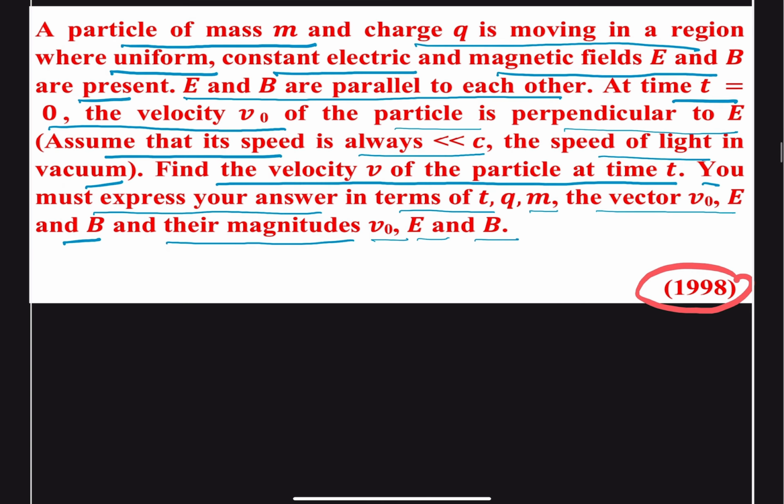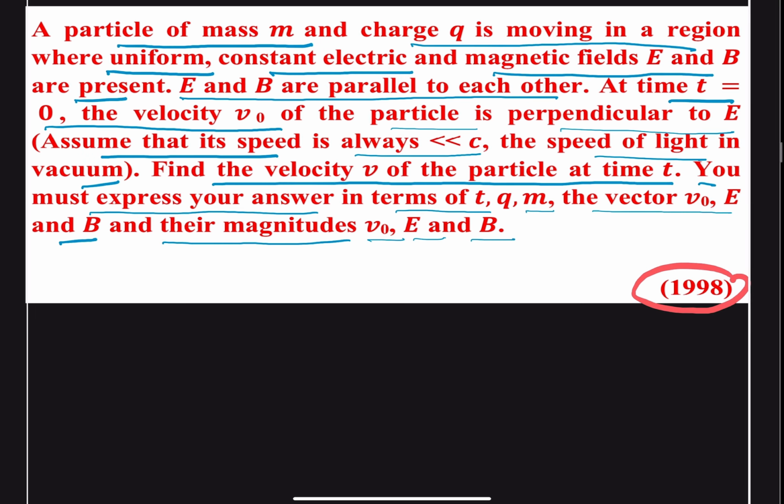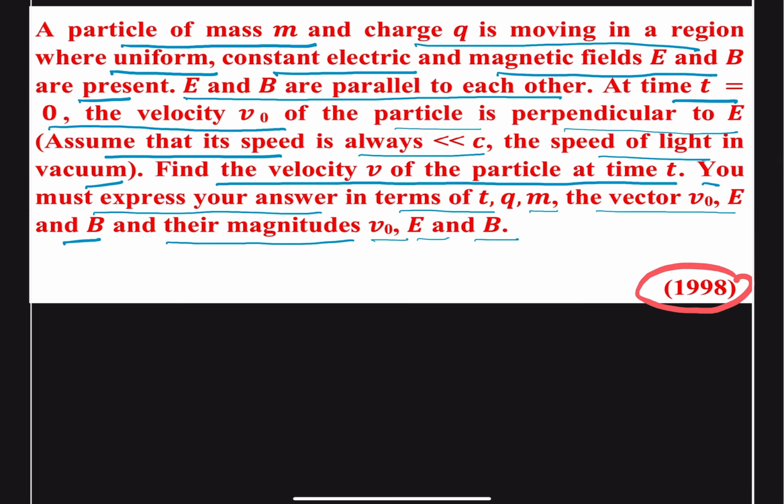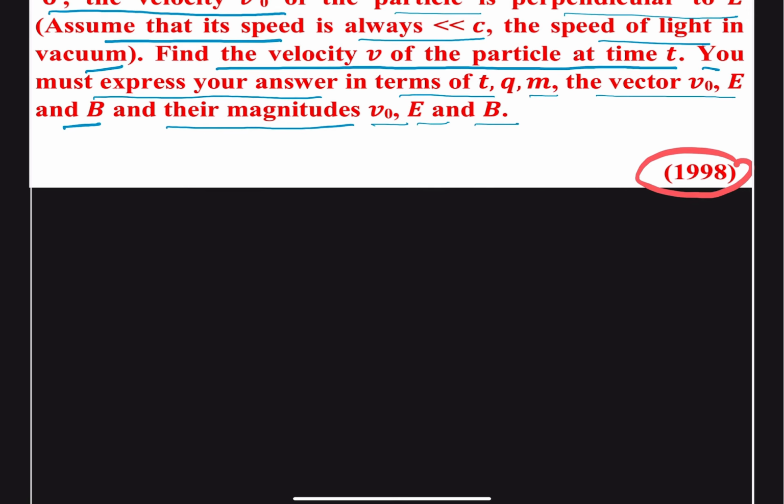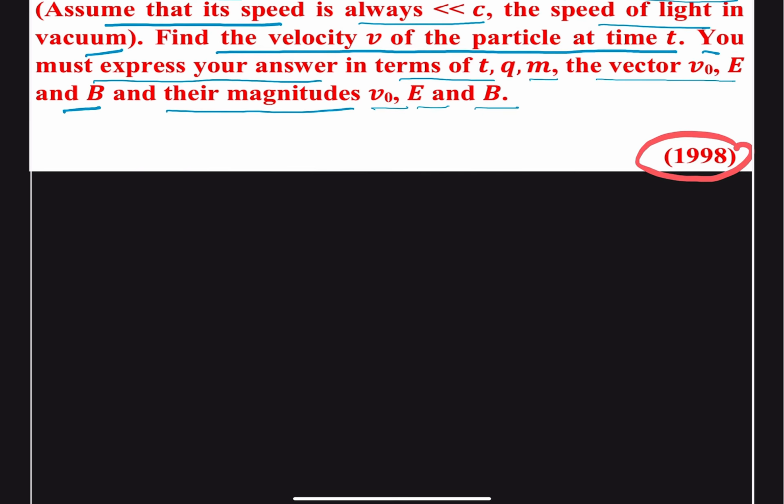In this case, we are going to find out the velocity of the particle in the given parameters. So let us first of all choose the coordinates, because we need to find out the magnitude as well as the vector notation. So let us start with the coordinates.